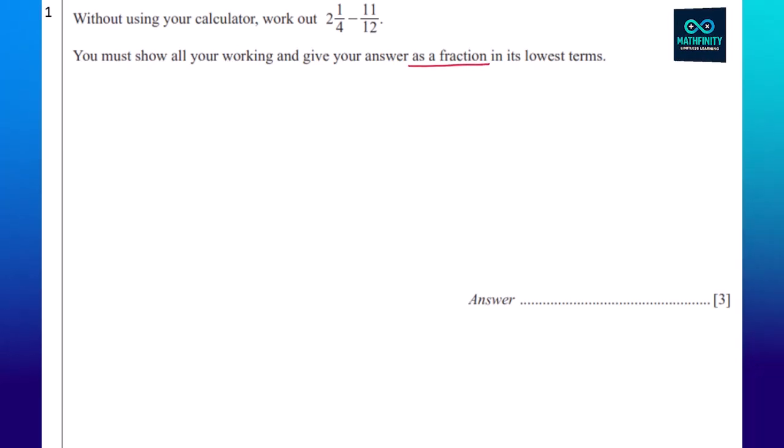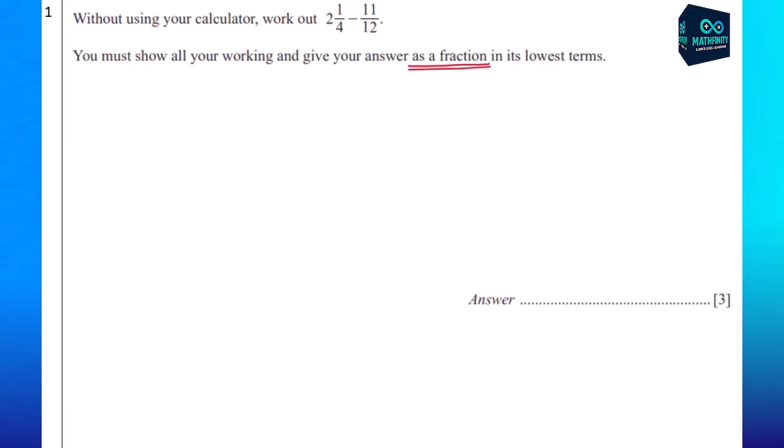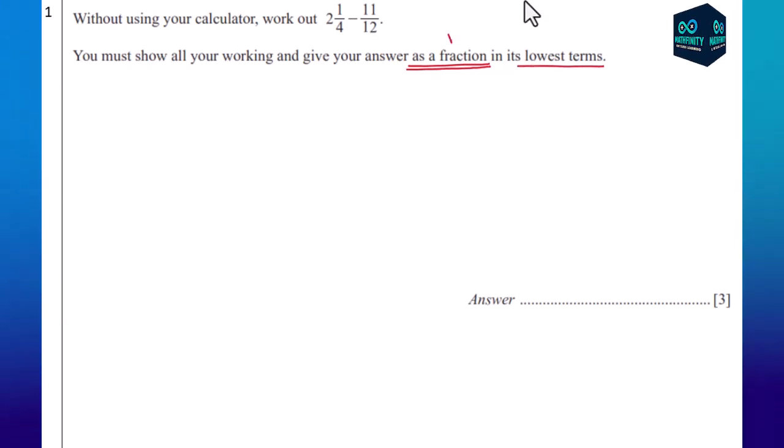You have to read this statement properly, because sometimes they say give your answer as a mixed number, and sometimes as a fraction in its lowest terms. So you have to take care about this, otherwise you will lose 1 mark.